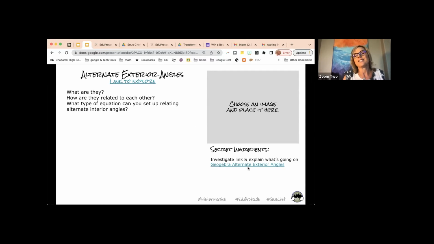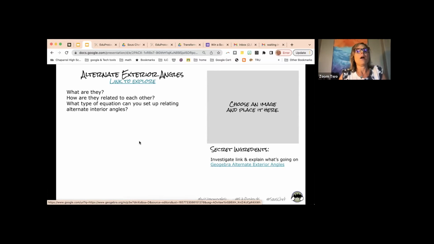And then today's secret sauce is GeoGebra. And I have a link to GeoGebra there that you can explore. And maybe when you're in GeoGebra, you want to use part of that as a screenshot for your image. So every sous chef is going to have an image and a text that you prepare as a group, and then you share out with the class.